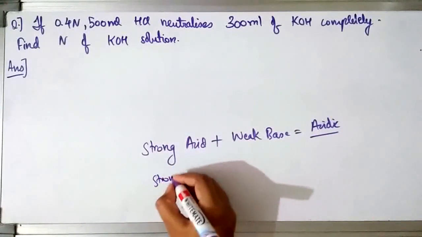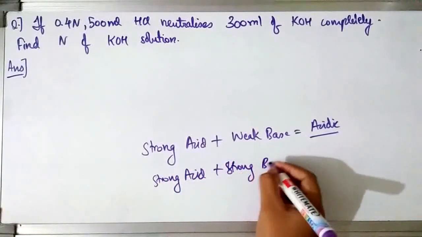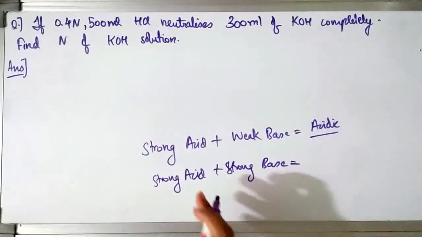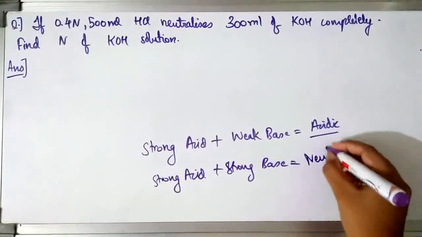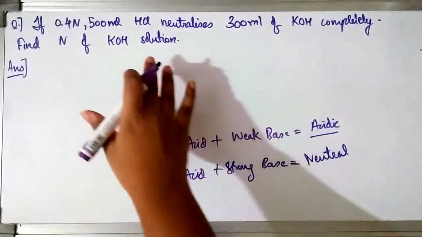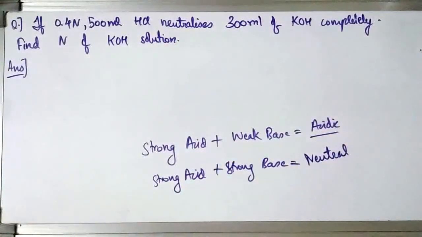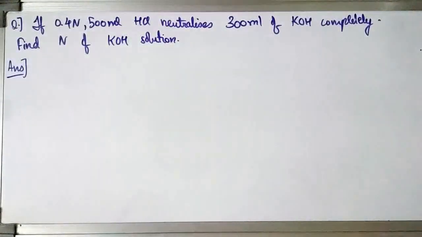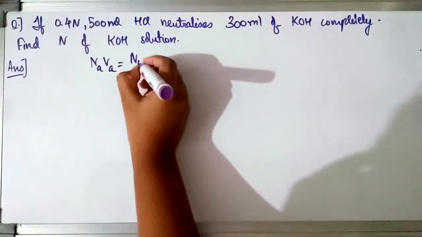But what if you mix a strong acid with a strong base? They will neutralize each other and the final result will be neutral. Here also, the HCl neutralizes KOH, that is, the neutralization reaction is happening. They neutralize each other, which means that the gram equivalence of HCl is equal to the gram equivalence of KOH: NaVa is equal to NbVb.